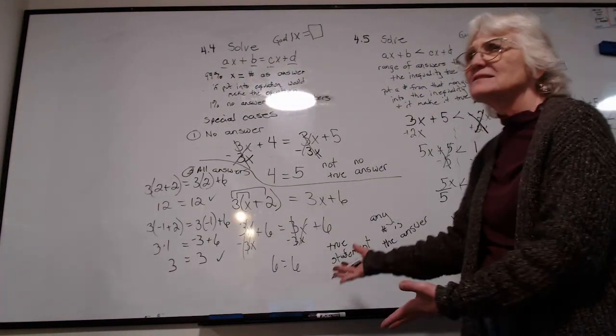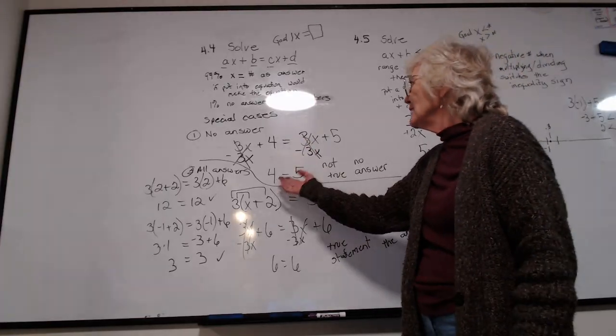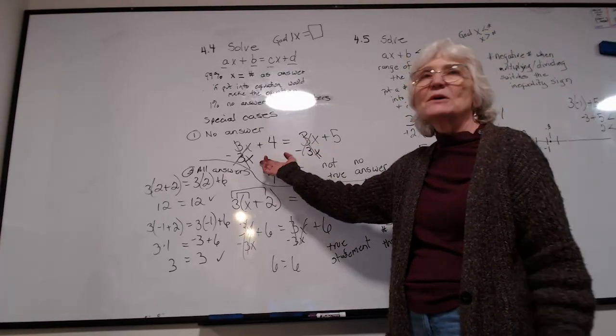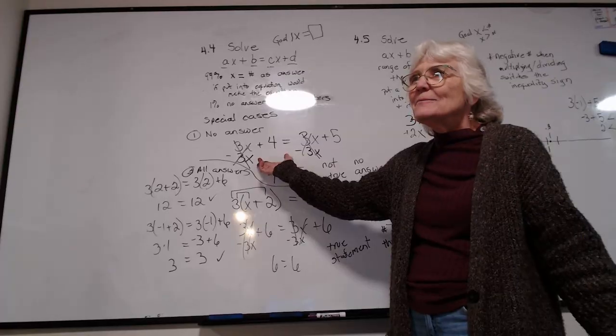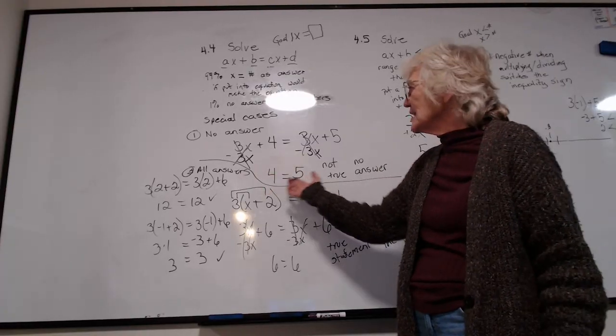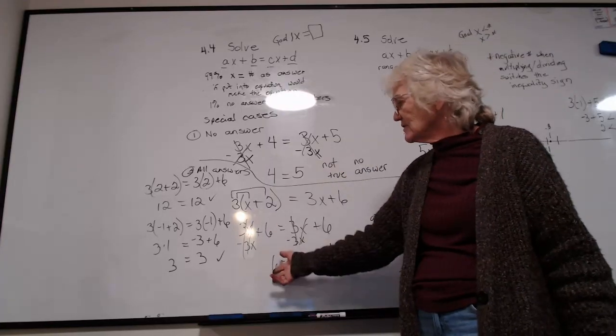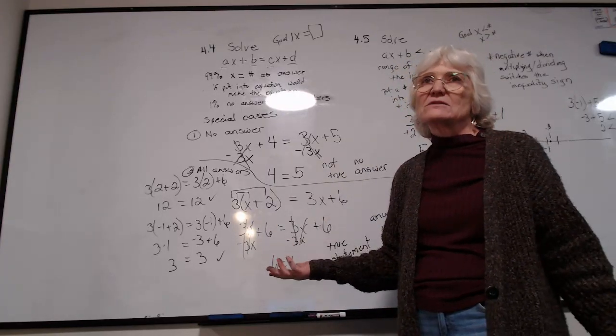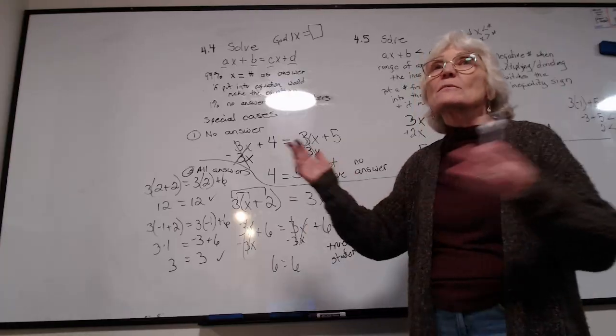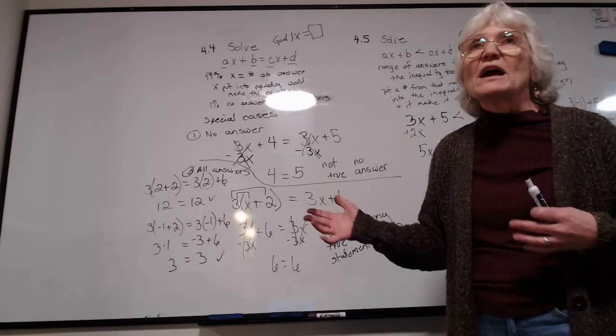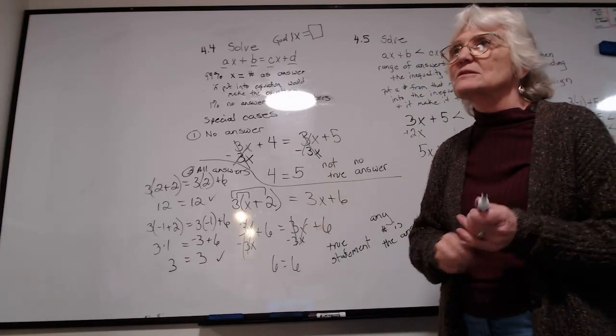So if that happens, you know. If it's not true, I mean, kind of just thinking about this, it's not true. But if you don't see that right away, go down until the end, and if it's not true, then it's no answers. If it is true, then there is all answers. Everything's the same. We're going to talk about what does that actually mean on a graph. We'll talk about that later, what that actually means.